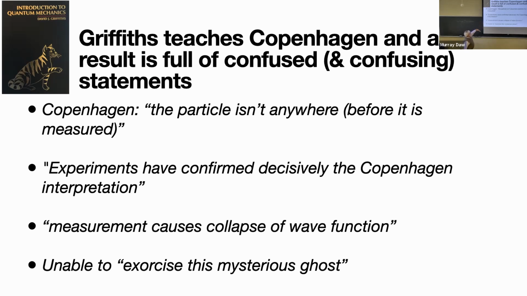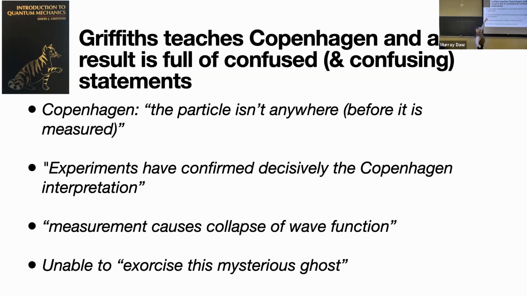So various statements in the Copenhagen interpretation: the particle isn't anywhere until you look at it, right? And Einstein famously said to a friend of his, they were walking on the beach complaining to each other about this nonsense, you really think the moon's not there if you don't look at it? This doesn't make any sense. But this is part of the Copenhagen school.